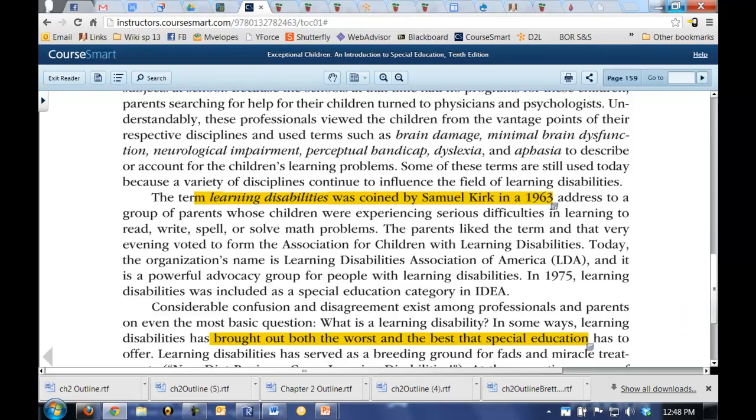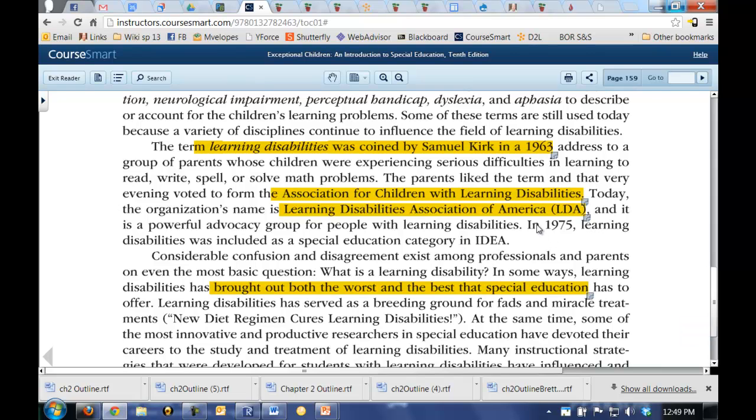It was a group of parents whose children were experiencing serious difficulties in learning to read, write, spell, solve problems. The parents liked the term, and that very evening voted to form the Association for Children with Learning Disabilities. And so that was the birth of that. Today it's called the Learning Disabilities Association of America, which I am a member of. LDA, we call it, and it is a powerful advocacy group for people with learning disabilities. In '75, learning disabilities was included as a category in IDEA. Of course, it wasn't called IDEA then, but it was added immediately.